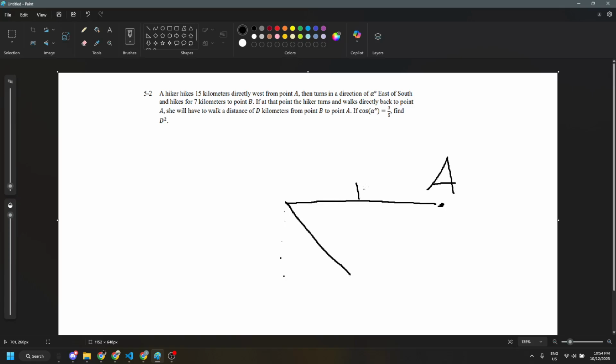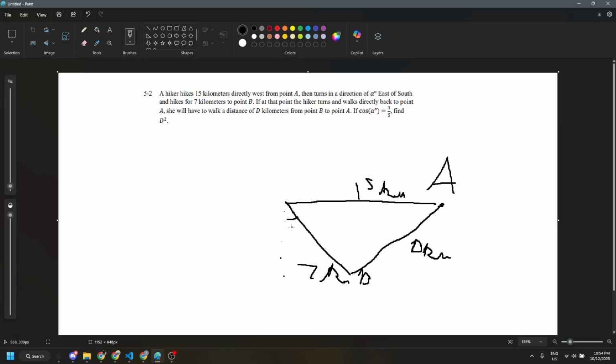And hikes 7 kilometers to point B. Directly back to point A, she'll have to walk a distance of d kilometers from point B to point A.